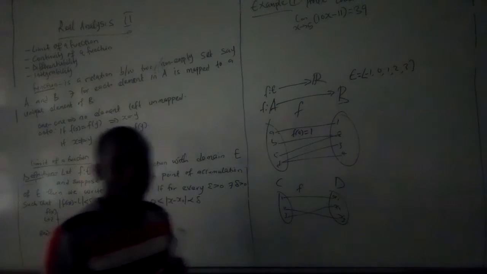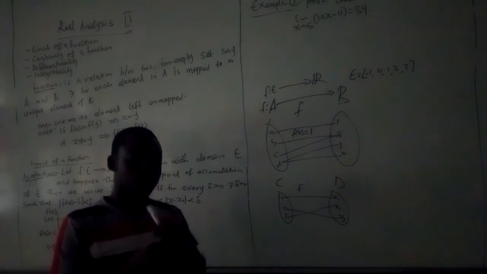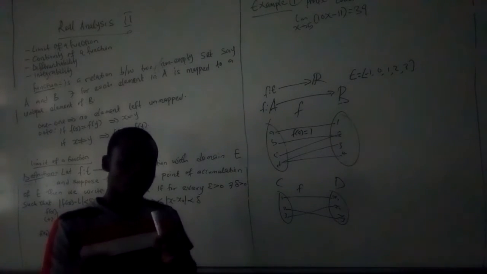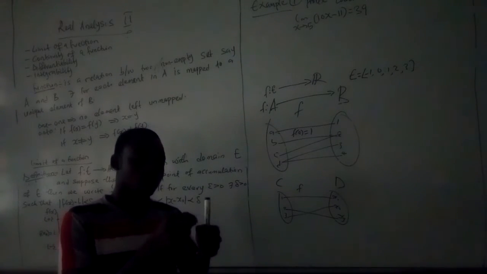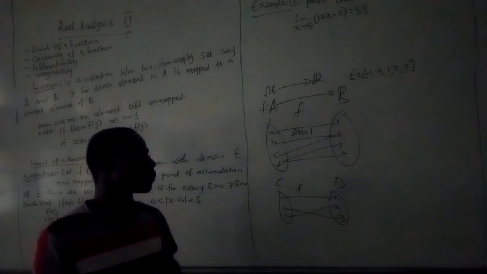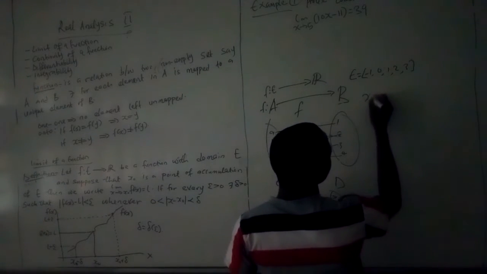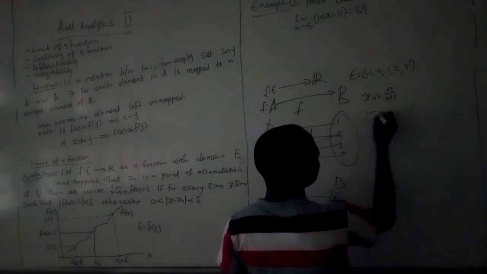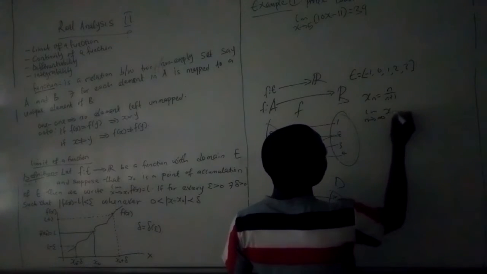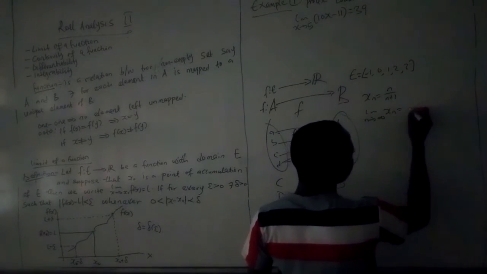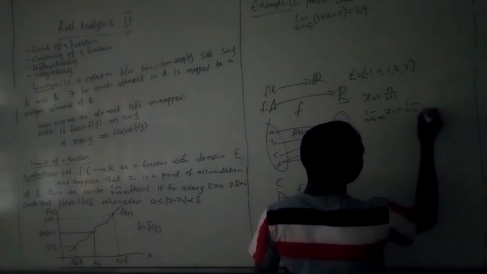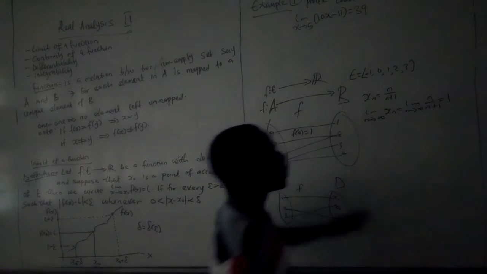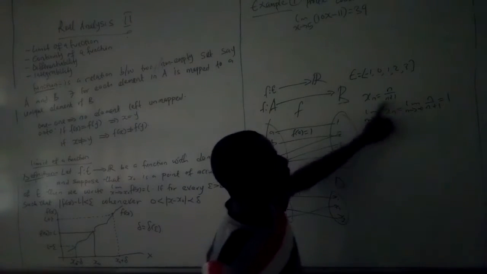An accumulation point of the domain is a point such that there is a sequence that converges to that point. That is, the point is the limit of a convergent sequence. Then we say that point is an accumulation point. Suppose given a sequence xn equal to n over n plus 1. Taking the limit as n tends to infinity of n over n plus 1, we get 1.